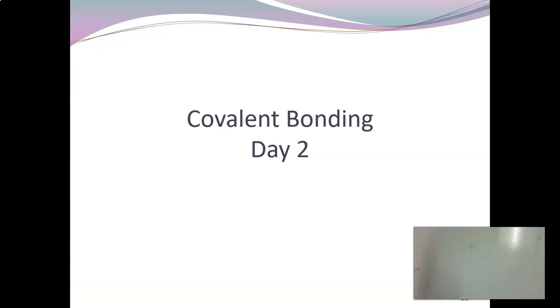Hey there, this is some more covalent bonding. We're going to do day 2 and draw some more structures and find out how they're all put together.